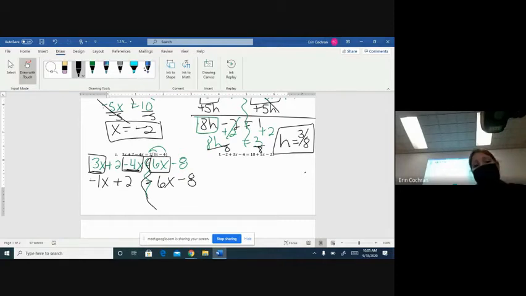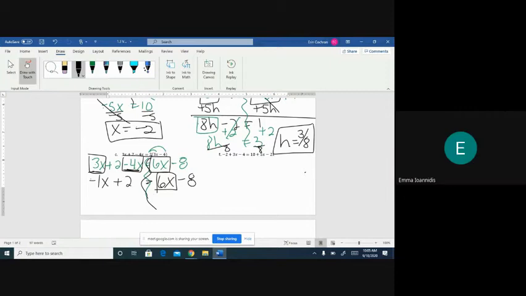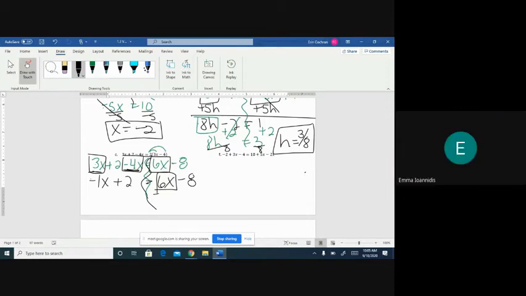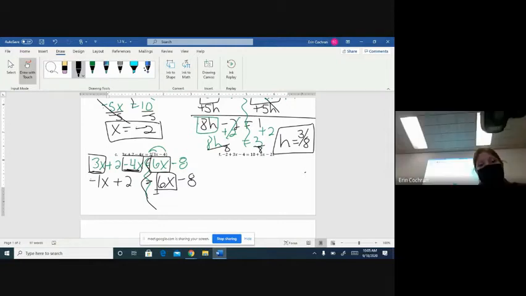Now, how would I move this 6x over to the other side? I have a question. Yes, ma'am. How'd you get the 3x minus 1x? So 3x and the -4x got me to that -1x. Okay, okay. Thank you.